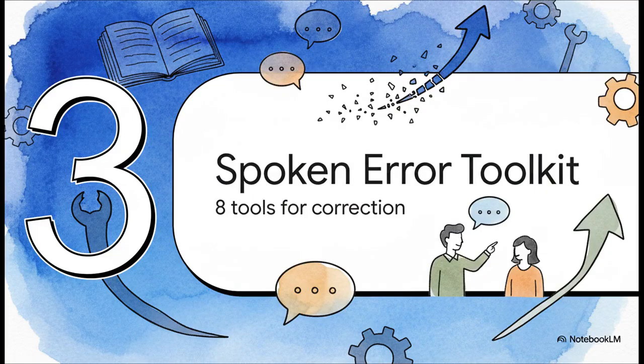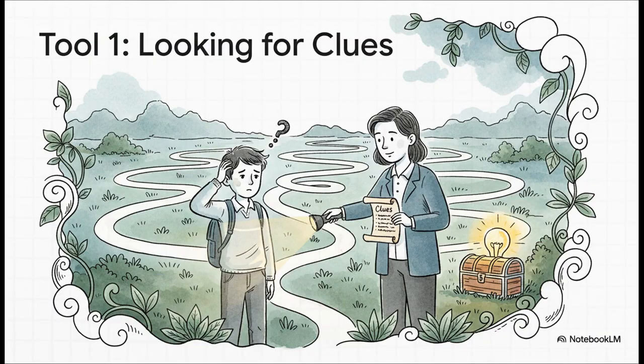All right, let's open up this spoken error toolkit. We've got 8 really practical tools for you to use on the spot. Each one is a little different, perfect for different kinds of mistakes. Tool number 1 is all about leaving clues. So instead of just blurting out the answer, you ask a question. Something like, what tense should that be? Or are we talking about today or yesterday? You're not giving them the answer, you're nudging them towards it.